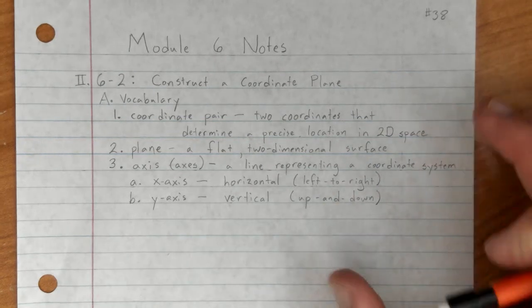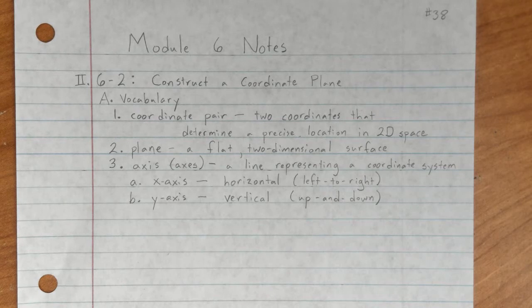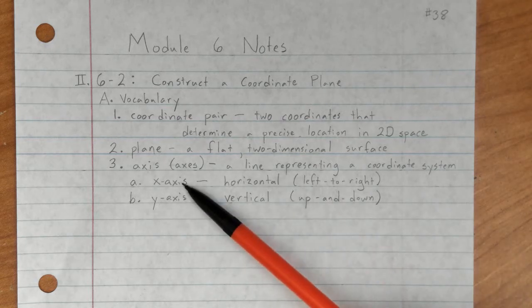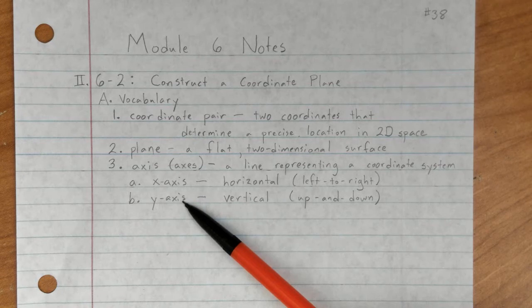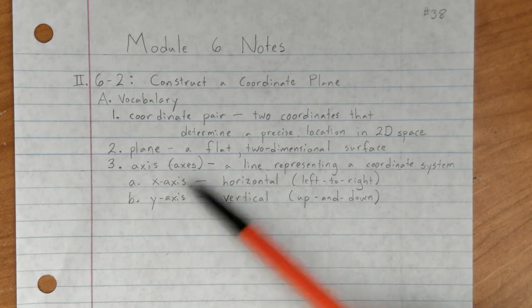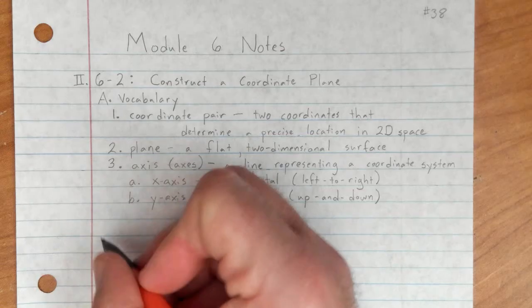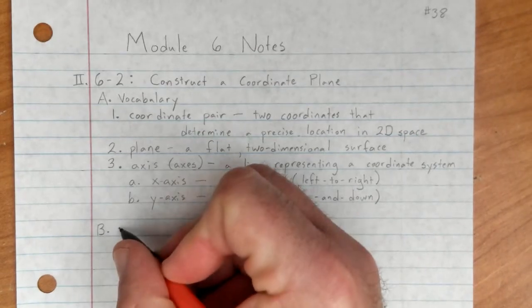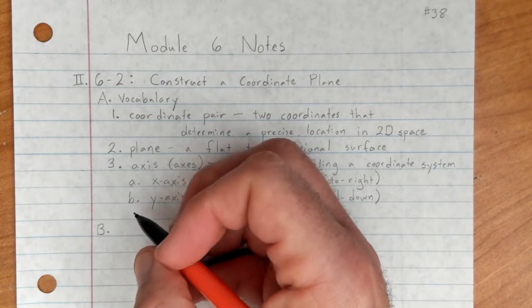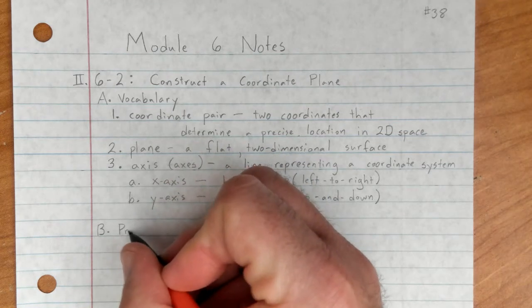This vocabulary is very important, and I'm hoping some of it is familiar for those of you who have done some graphing before. But I want you to have it and be able to come back to it, because understanding which is the x-axis, which is the y-axis, is going to be crucial for correctly finding coordinate pairs, for finding those precise locations in two-dimensional space. Now, let's talk procedure. Okay? Let's take a look at how we set one of these up.